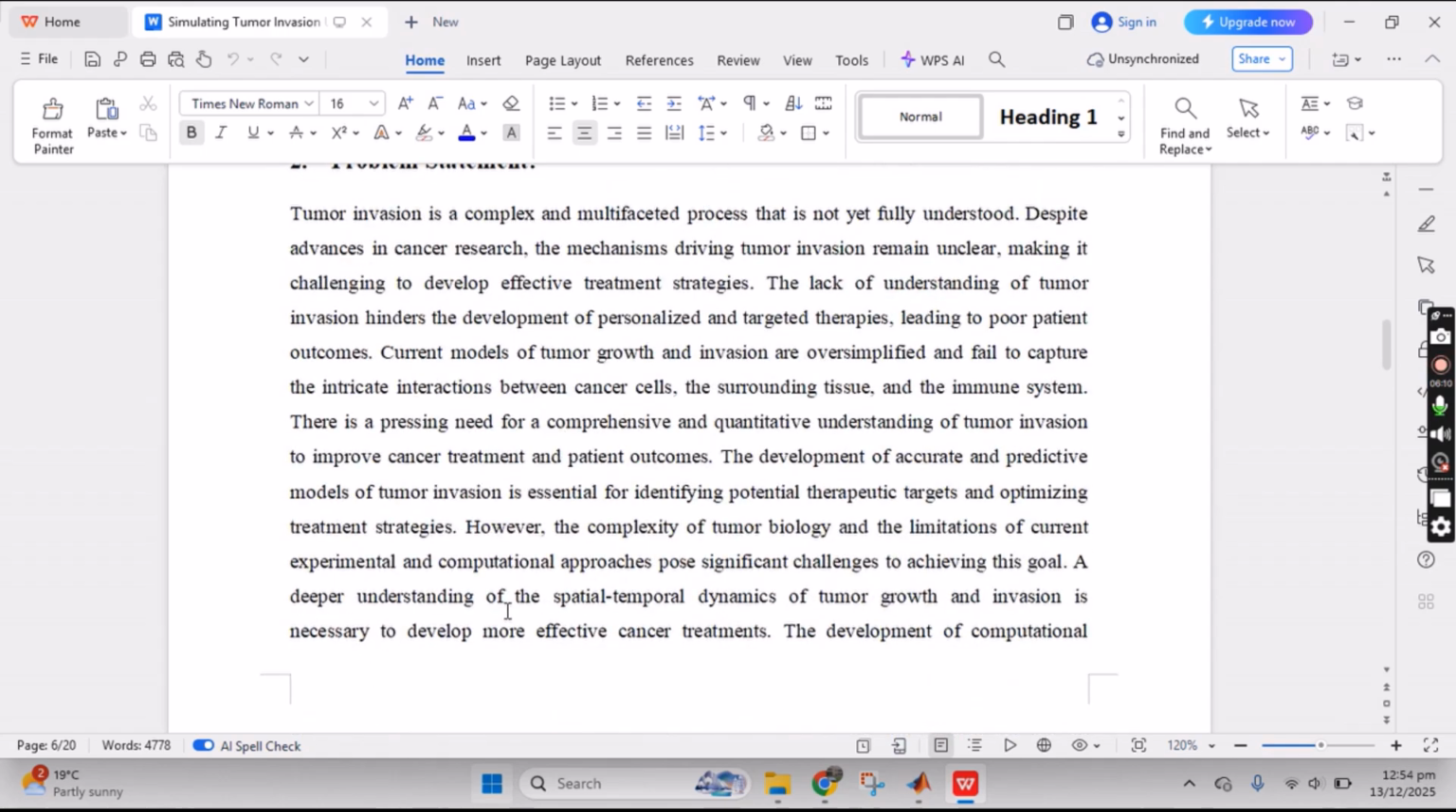Okay, here is the problem statement. The problem statement is simple: people are dying from cancers and tumors, so we need to identify its treatment.